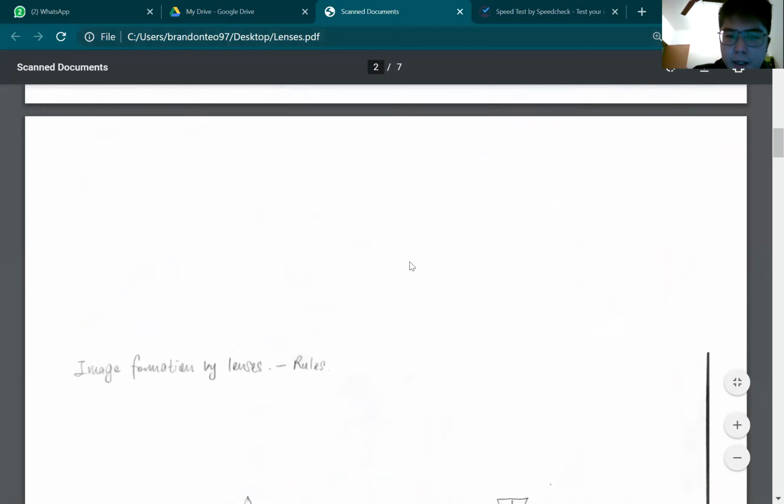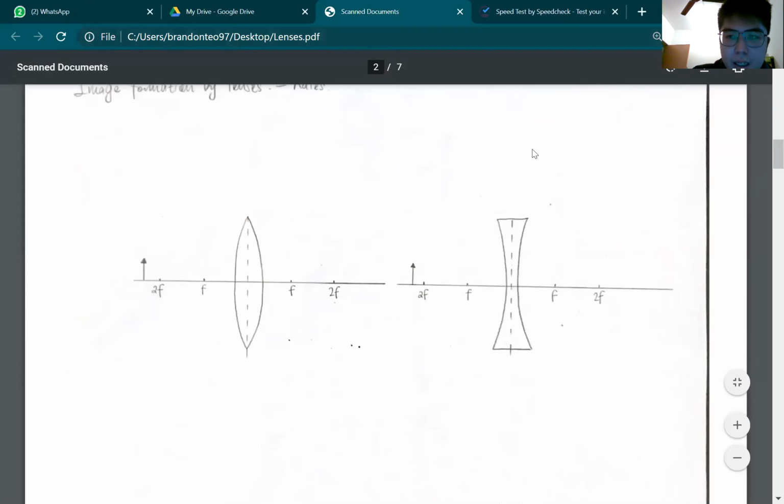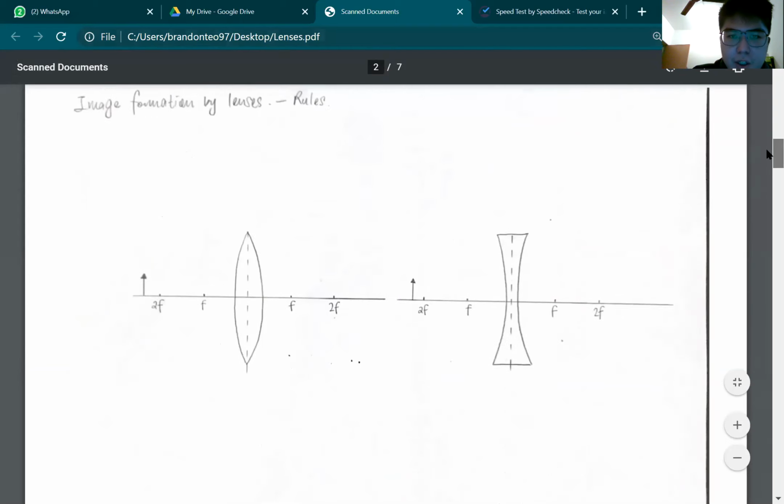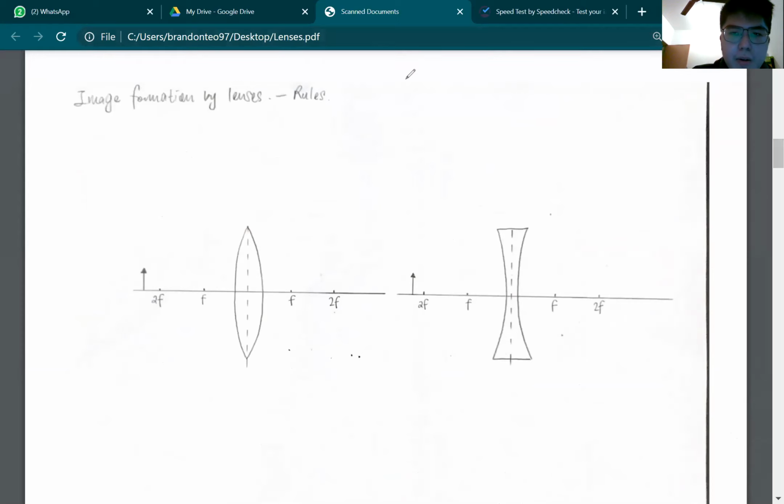Now, 下一个我要讲到的就是 the image formation by lenses. Image formation by lenses. Now, 之前我们学到的那个是 mirror. 之前我们学的那个是 mirror. So mirror, just a recap, if you still remember, mirror 三个 rule 是什么? 你的这个 convex, this is a concave mirror, right? Concave mirror. So if this is your principal axis, what are the three rules?